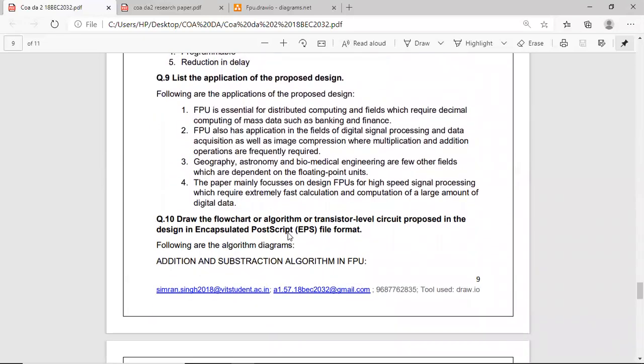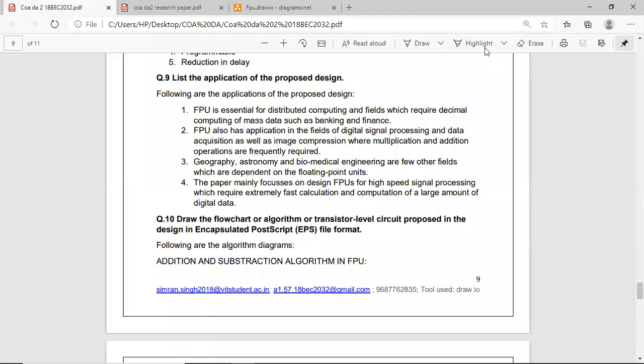The next question asks us to list the application of the proposed unit. The paper which I have selected mainly focuses on the design of the floating point units for high-speed signal processing. This is the required need because nowadays engineers handle a large amount of digital data which require fast calculation as well as computation. Further, FPUs are of great need in the fields of geography, astronomy, and biomedical engineering.